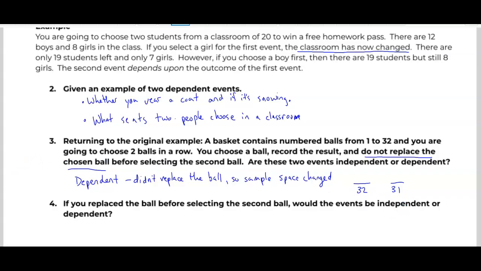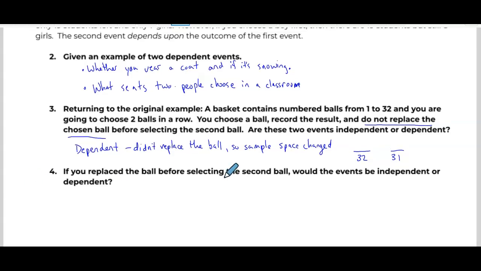Okay, if you did replace the ball before selecting the second ball, would they be independent or dependent? Well, if I take a ball out, do whatever I'm going to do with it, and then put it back in, well, then the basket now contains all 32 balls again. So now it's independent because the second drawing has nothing to do with the first drawing. It's just the same sample space all over again. So independent, same sample space for second event.